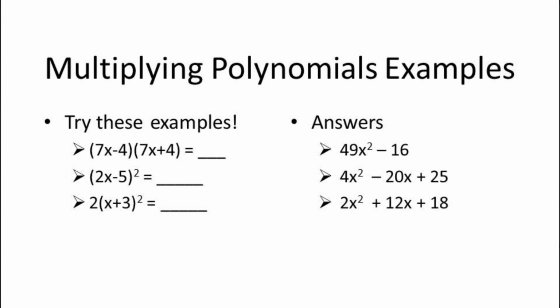The next one is the same as the first one. You just do the first, outer, inner, and last. You get 4x squared minus 20x plus 25.